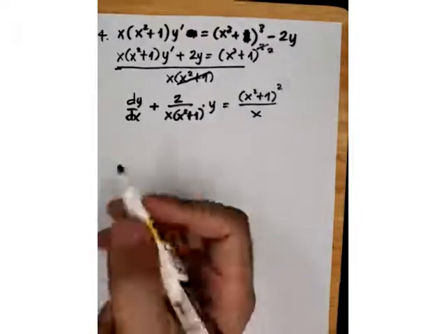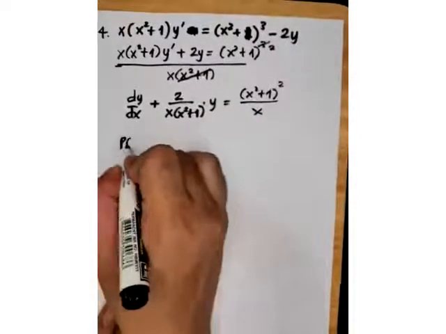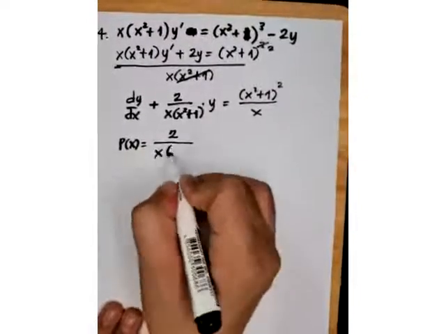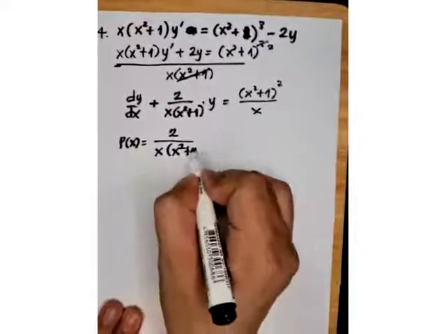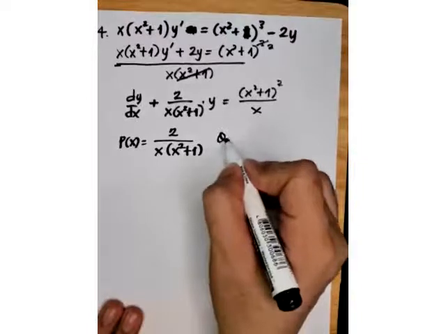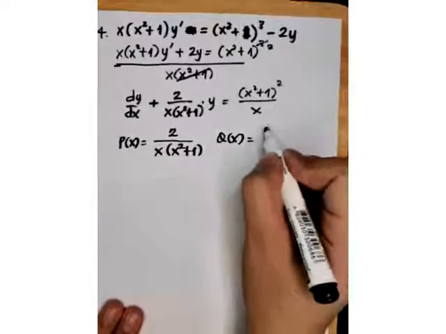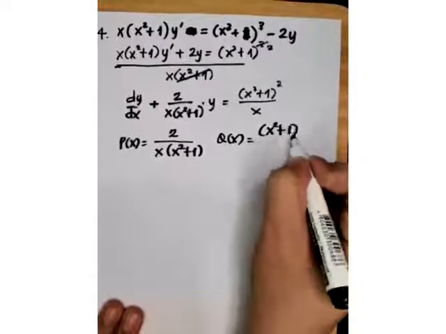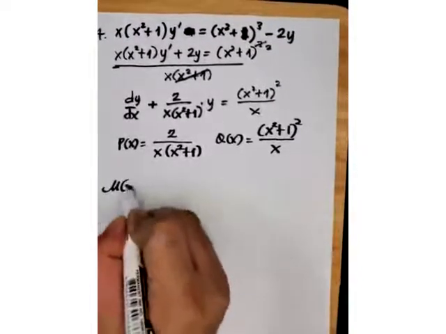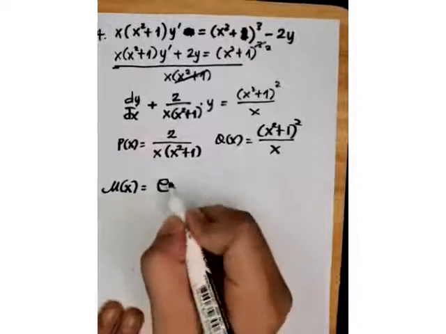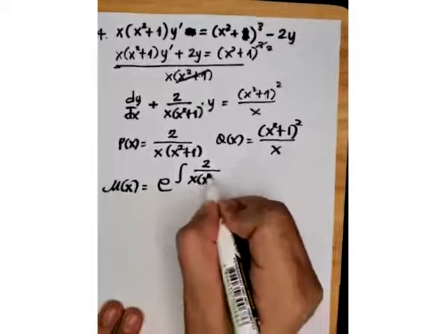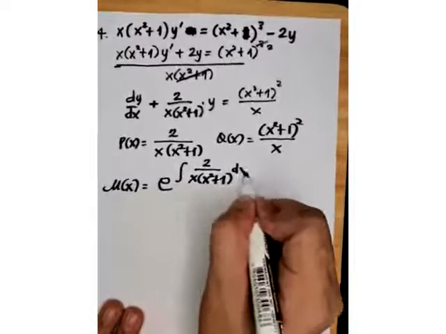Okay. So, what's our p of x? p of x is 2 over x times x squared plus 1, and q of x is equal to x squared plus 1 squared over x. So let's get the integrating factor. That's equal to e raised to the integral of 2 over x times x squared plus 1 dx.